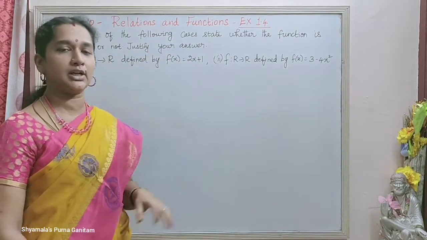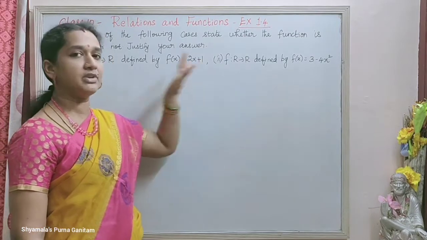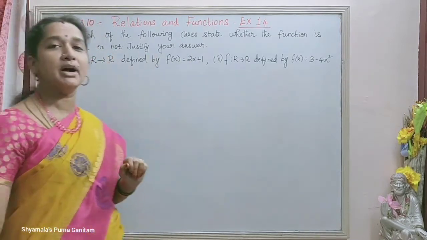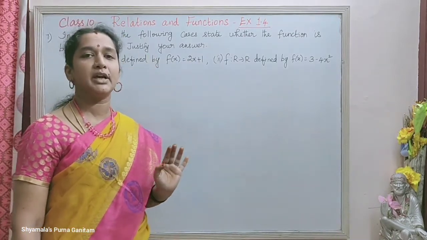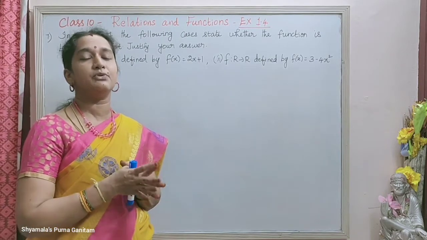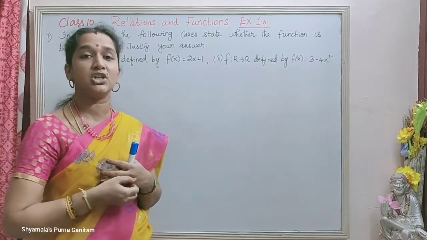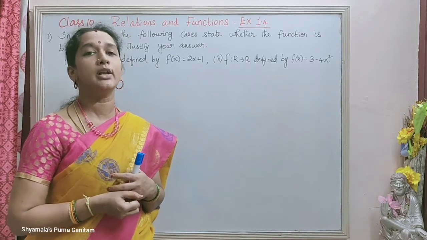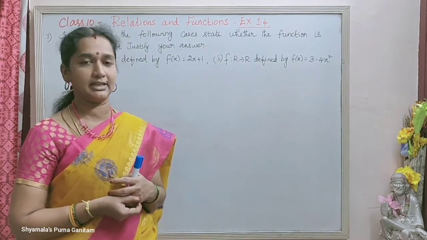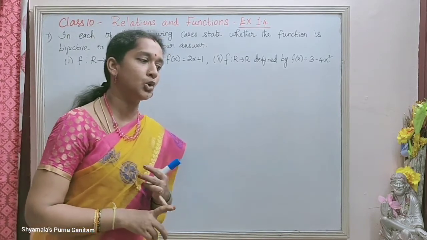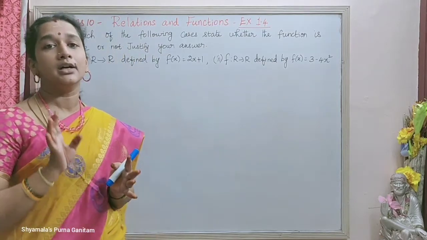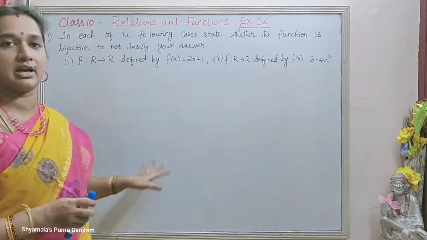Now next: in each of the following cases, state whether the function is bijective or not. Justify your answer. Two sums are given, and we are asked to check whether the function is bijective or not. What is bijective? If a given function is both one-to-one and onto, then it is called bijective. That is what we are asked to check.